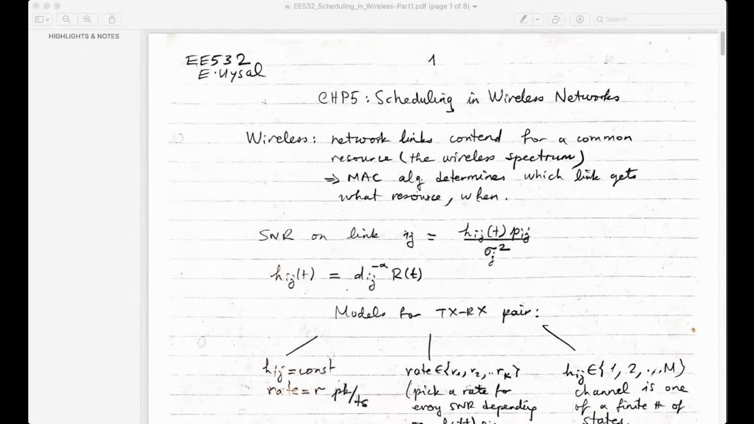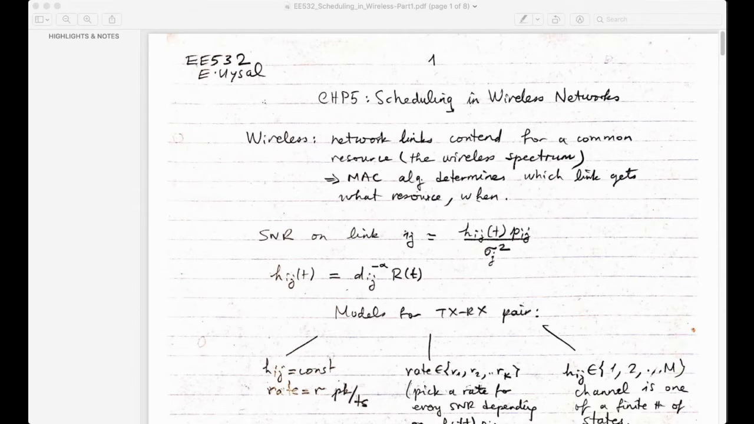Hello again. We'll continue with chapter 5 of the textbook by Shrikant and Ying. This is on scheduling in wireless networks. So what is the difference of a wireless network from the network architecture that we talked about earlier?